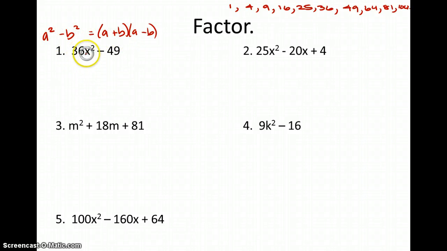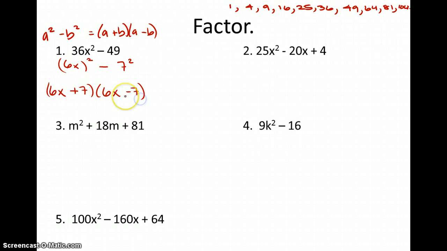So what squared gives you 36x squared? I know that 36 is 6 times 6, so that's 6. And then x squared breaks down to x, minus what squared gives you 49? 7 squared. Now I have the difference of two squares, so I can use this pattern. So this is 6x, I don't really need parentheses, plus 7. And then 6x minus 7.